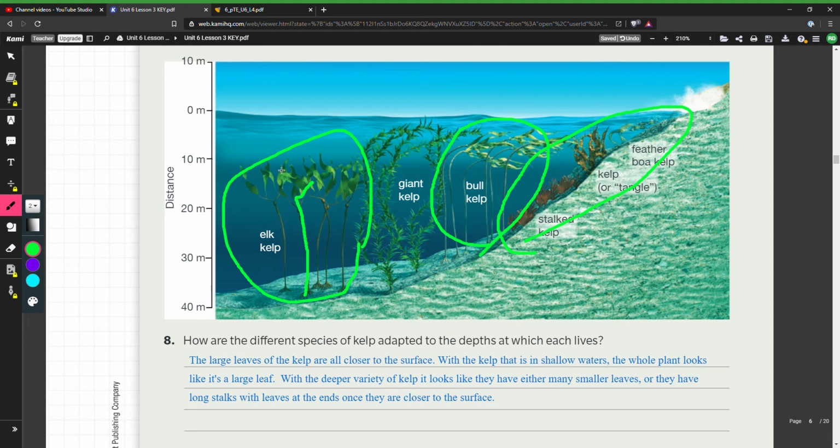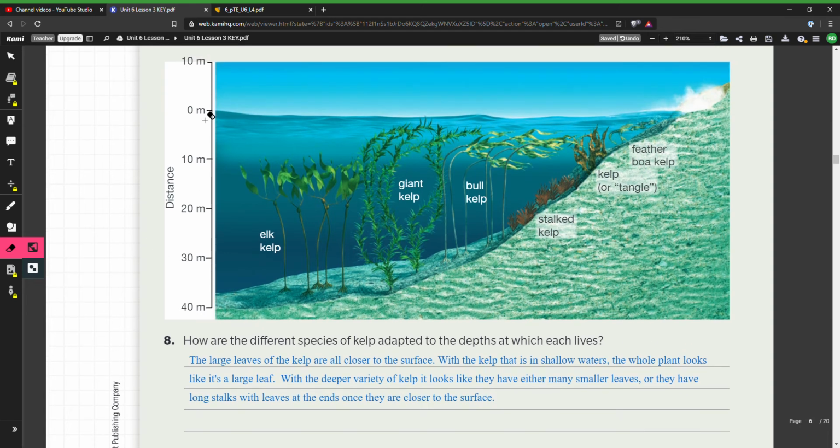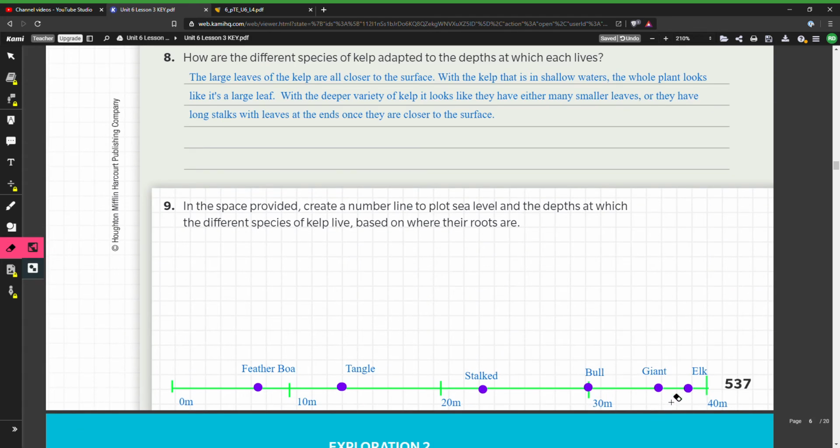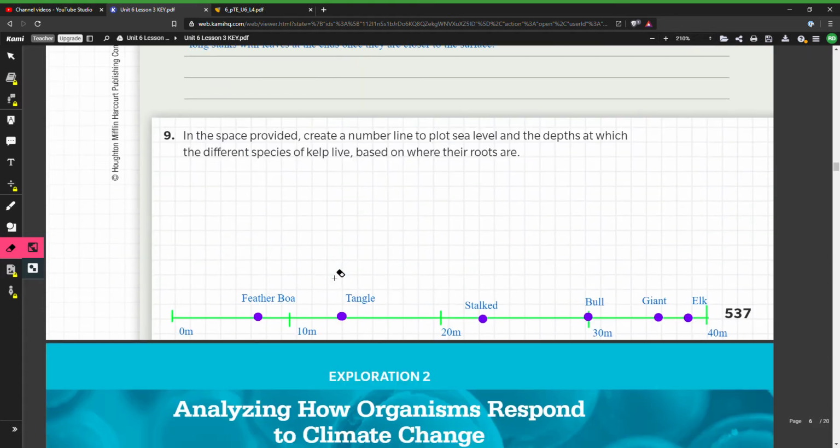and then these ones have really large leaves in comparison, but they have like a stalk that brings they have less leaves that are bigger, and they're just near the surface. So you kind of get the idea of what I was describing there, I hope. And then you had to just make a line graph and plot where they were for their height. So, 0 to 40 meters. And so then the elk kelp was about 38 or so. Giant was a little bit more than 35, maybe 35-ish, wherever, I'm estimating. So that's the line graph.